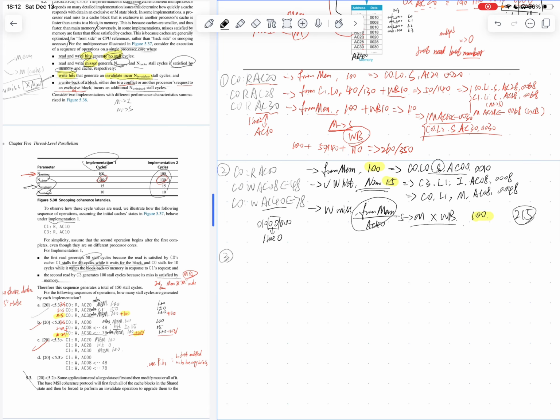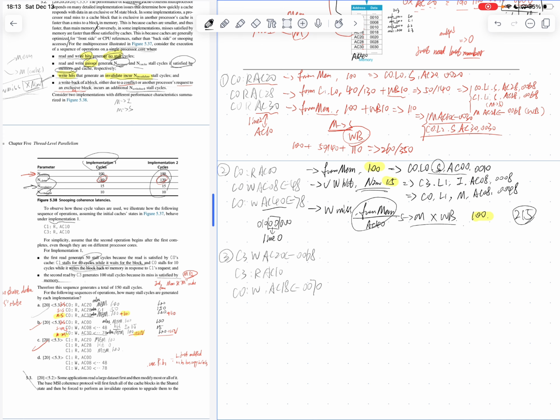Okay, let's go to the third set of instructions. We say C3 wants to write something, AC20 with data 0068, 68, and C3 wants to read AC10, just read it. And C0 wants to write AC18 with new data 0070.